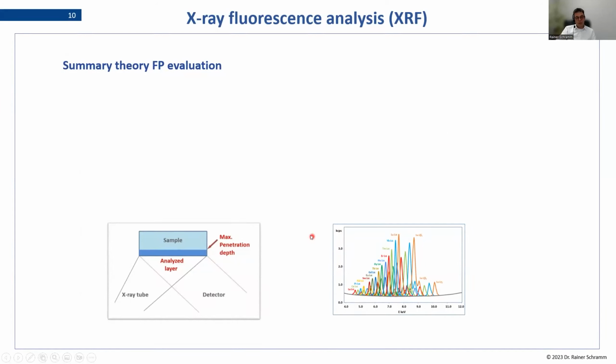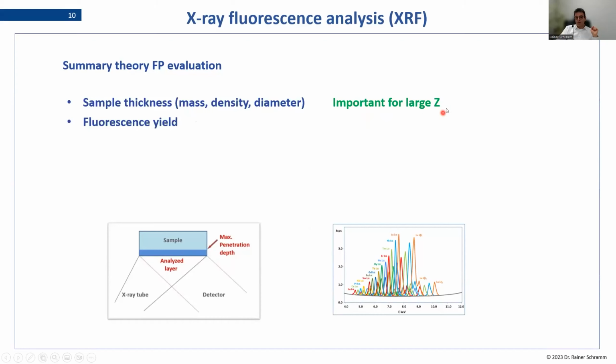So now I would like to summarize the theory. Important for FP analysis is the sample thickness. The sample thickness could be either defined by the user by inputting the mass, the diameter, and the density, or the thickness directly and the density. Yeah, this is needed to obtain an accurate result of an unknown sample. And like I said, it depends on the atomic number how thick a sample is, when it is called thick, and when it is still intermediate thick.